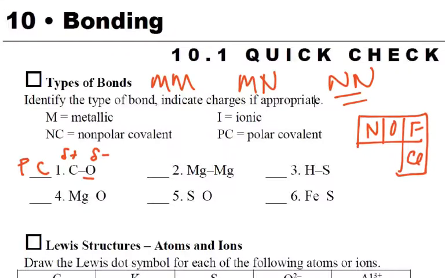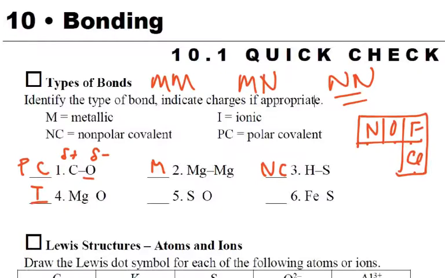Magnesium, magnesium, that is absolutely positively metallic. Two metals are metallic. H and S, both are nonmetals, so we know this is covalent. N, O, F, and Cl, H and S isn't either of those, so they're both weak. So this is a non-polar covalent, meaning they're both going to share fairly equally. Okay, it'd be a tiny bit polar, but very, very equally.